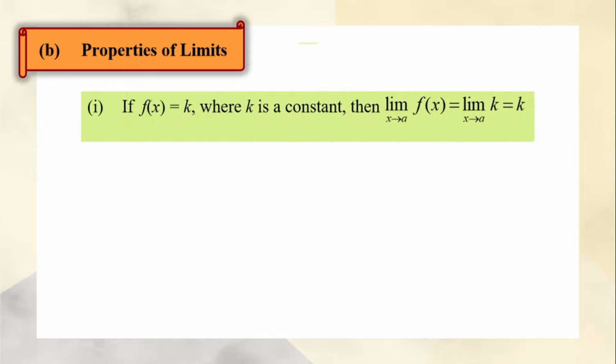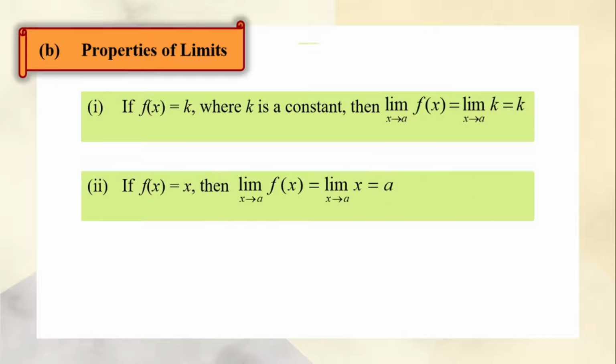Next part is about properties of limits. The first one is the constant function rule. If f(x) is equal to k, where k is a constant, then the limit of f(x), x approaches a, is equal to the limit of k as x approaches a, which is equal to the constant k.